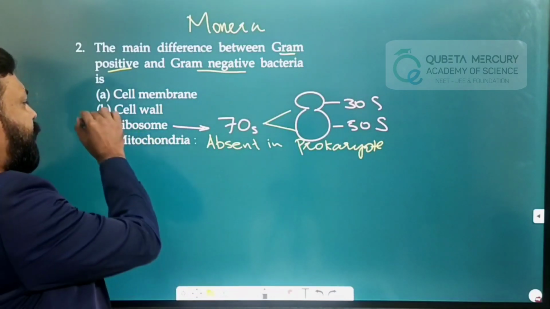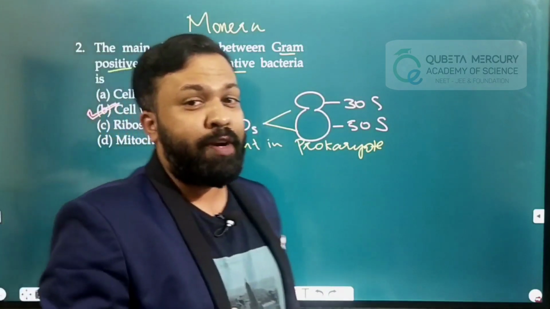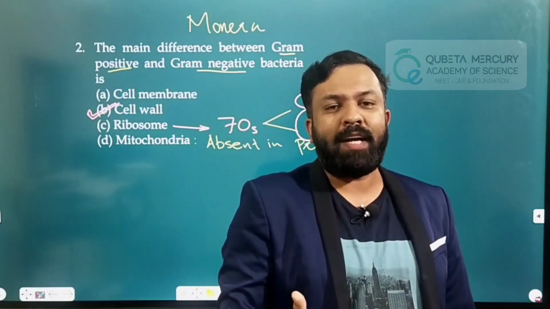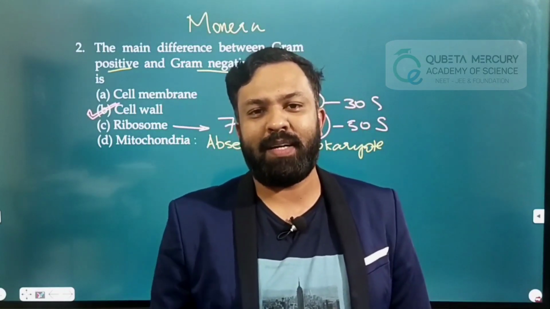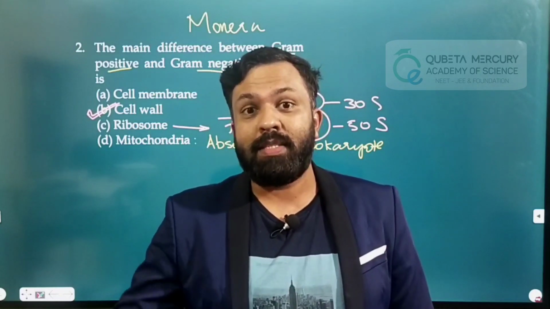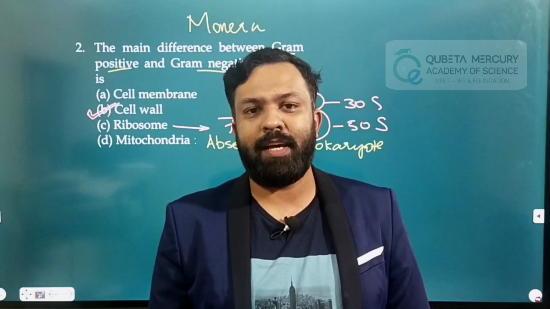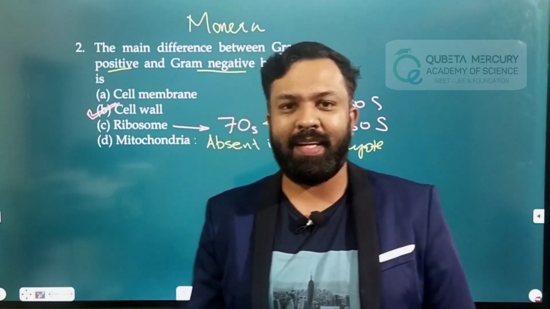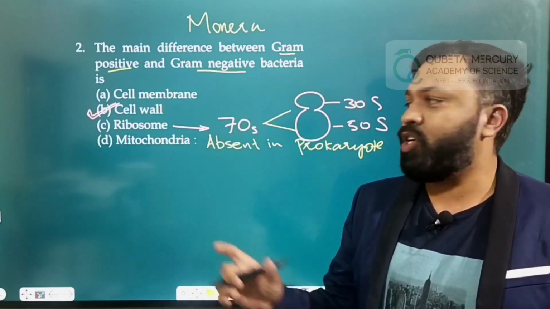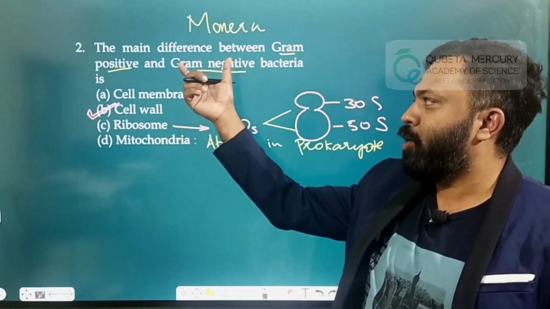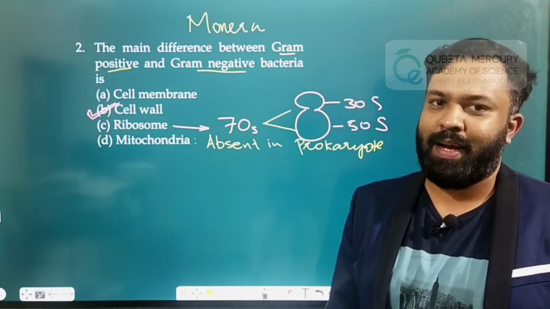The right answer for this question is option B, that is cell wall. Due to the difference in the cell wall, the bacteria are of two types: gram-positive and gram-negative bacteria. And you know, staining is a property of the cell wall. In cell-walled organisms like plants, fungi, bacteria, etc., the stain is taken up by the cell wall itself. Due to the change in the cell wall, the bacteria are of two types, gram-positive and gram-negative, described by Christian Gram.